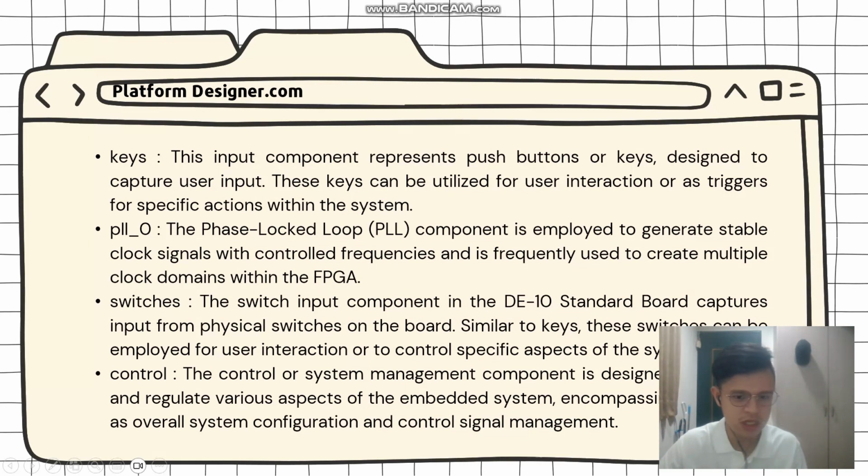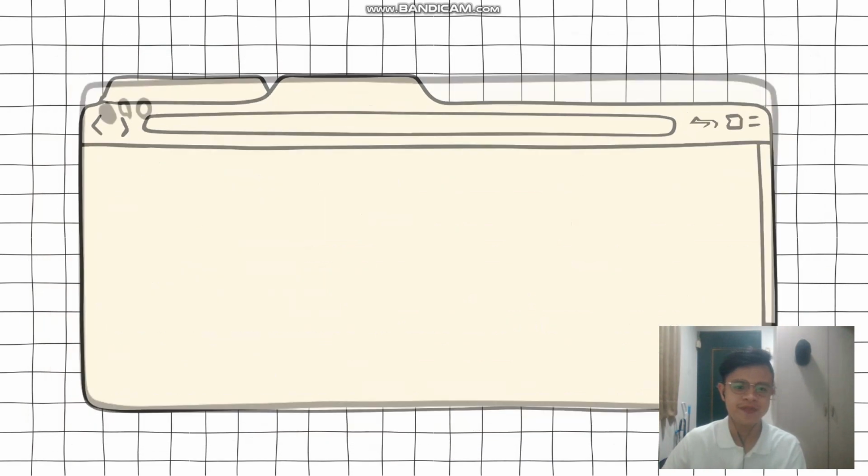I also use switches. The switch input component in the DE10 Standard board captures input from physical switches on the board, which is similar to keys, but these switches can be employed for user interaction or to control specific aspects of the system. The switch we can move up or down to activate or deactivate it. Meanwhile, the key is just a push button. And we also have control. The control or system management component is designed to oversee and regulate various aspects of the embedded system, encompassing tasks such as overall system configuration and control signal management.